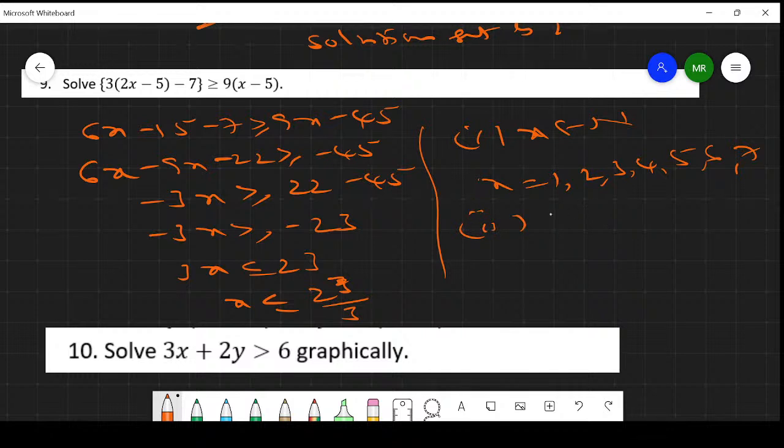Suppose the given x is a real number, then your solution set is x belongs to minus infinity to 23 by 3, including that value. The natural numbers left of 23 by 3 I have taken up to 7.